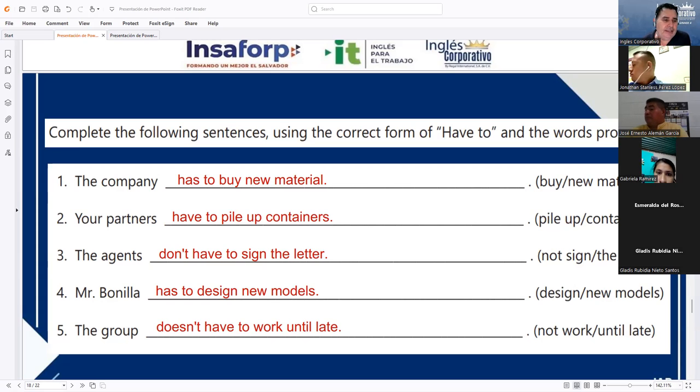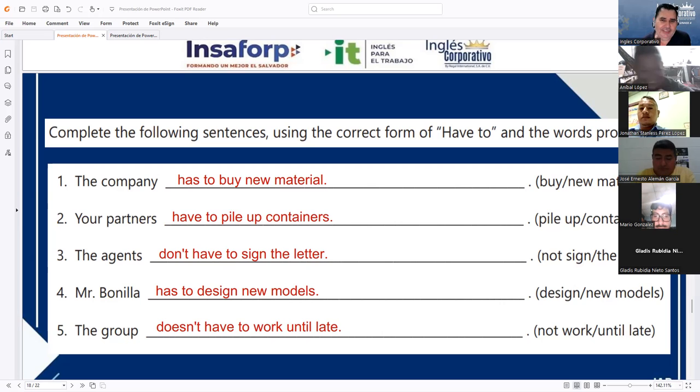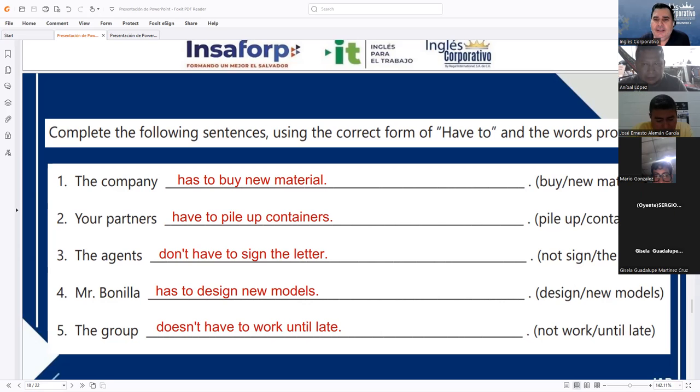Mario Cristóbal Quintanilla. Mario Germán González. Present. Excellent. Mauricio Antonio Rivera. Miguel Ángel Cortés. Noé Aníbal González. Present teacher. Excellent. Sergio Adolfo Hernández. Present teacher. Teacher, aquí está lloviendo bien fuerte por si no le escucho, pero yo soy Gisela Guadalupe Martínez Cruz. Excellent. Thank you, Gisela. Don't worry.